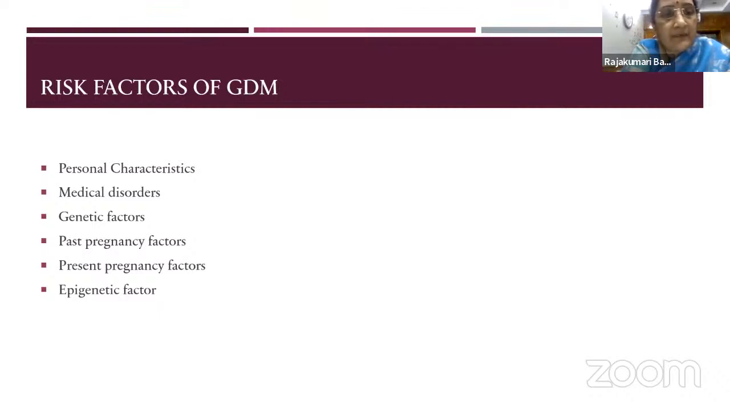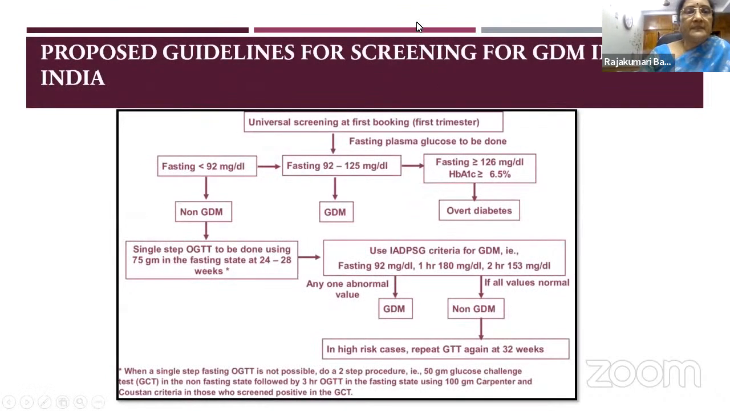In present pregnancy factors, we have to see when there is glycosuria at the first antenatal visit in the first trimester, or excessive weight gain in the first 24 weeks, multiple gestation, repeated urinary tract infections, and repeated candidiasis infections, we have to suspect. Epigenetic factors are like unhealthy food habits and overeating and lack of regular exercise, HDL less than 35 milligrams per deciliter, triglycerides more than 250 milligrams per deciliter.